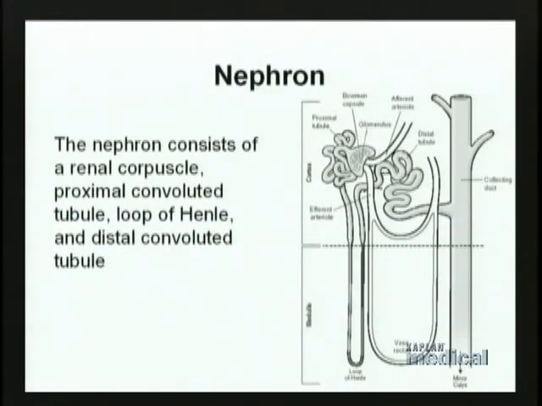The actual nephron consists of a renal corpuscle, which is a glomerulus, a tuft of capillaries surrounded by Bowman's capsule. Then from the renal corpuscle in Bowman's capsule emanates the proximal convoluted tubule, the loop of Henle, which we can see extends down into the renal columns in the medulla. And then basically the ascending limb becomes continuous with the distal convoluted tubule.